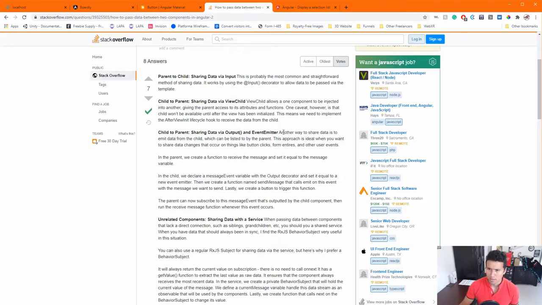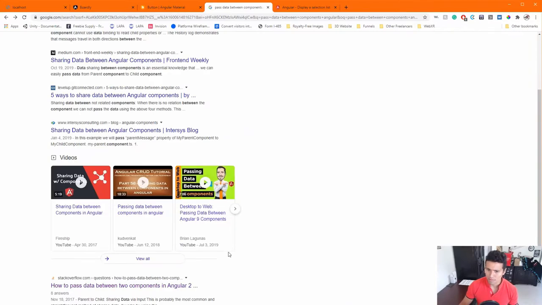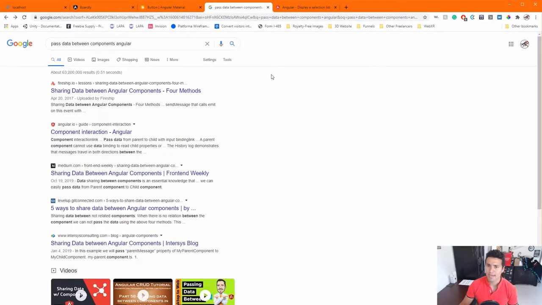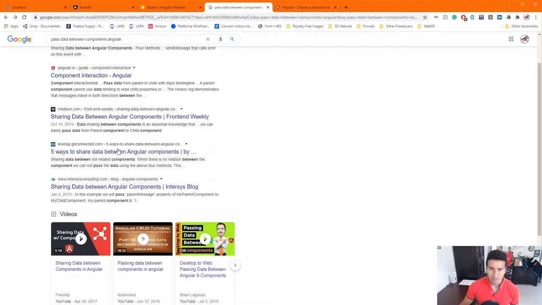Child to parent. Okay, I can kind of start getting an idea of what's going on. But ideally, what you need to do is, if you find some kind of documentation from the technology, from the framework, from whatever you're currently using, just go ahead and take a look at that first. Stack Overflow is not gonna be there forever.